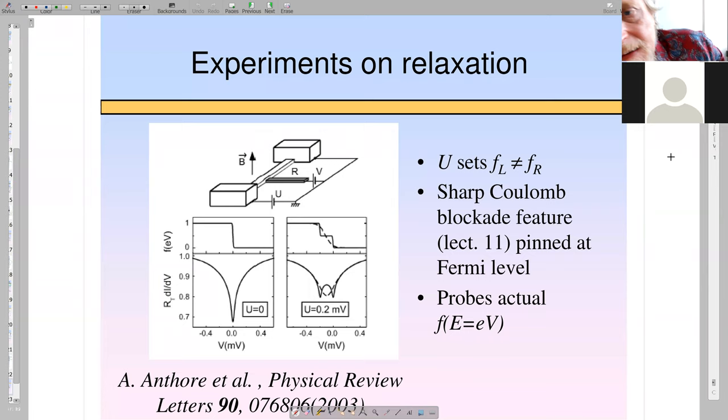Let me also talk about relaxation that has been done by the same group about this time. Let's see if I have time to talk about this. Oh yeah, I do. They want to see something which I have already shown you today. They wanted to see the distribution function with two steps.